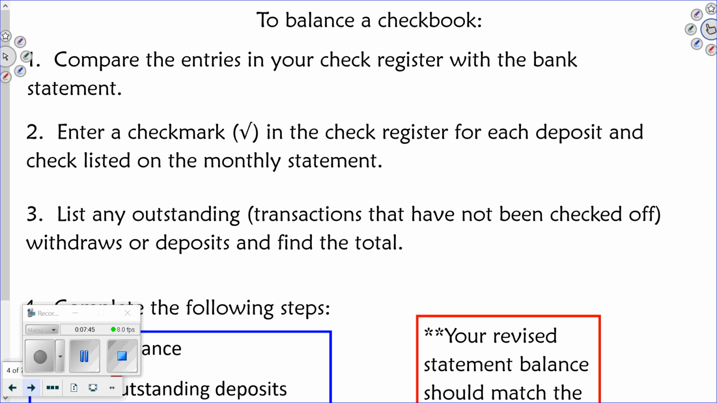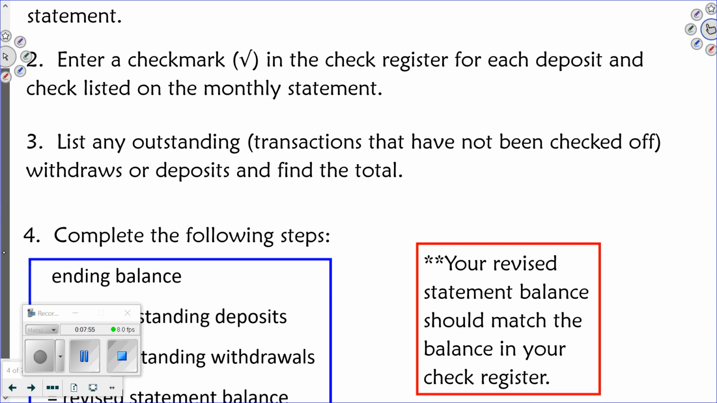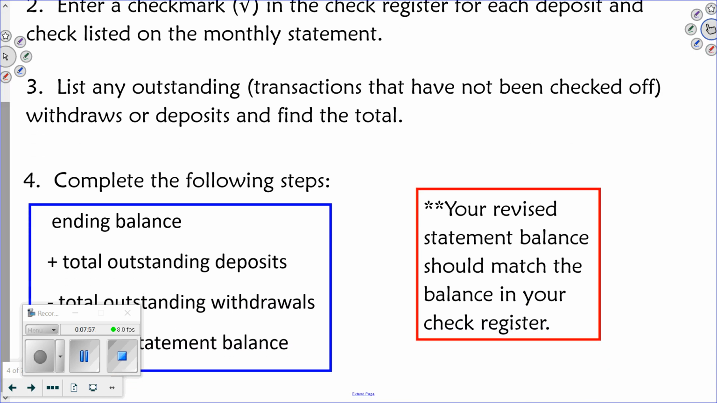Then you will list any outstanding transactions, withdrawals and deposits, that have not been checked off, and total those up. So anything that did not get a check mark when you go through, we're going to list off to the side. And then you'll do the following steps. You're going to always start with the ending balance. Ending balance. Everybody got that? Start with your ending balance. Then you're going to add in any total outstanding deposits.